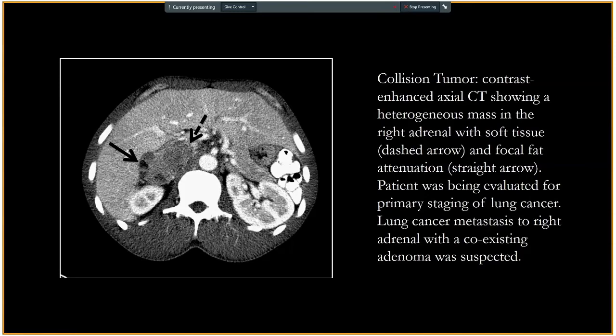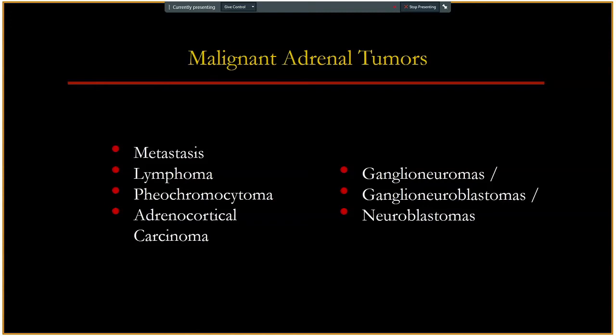Okay, so what are the malignant adrenal tumors? We can have metastatic disease, lymphoma, pheochromocytoma, adrenocortical carcinoma, and tumors that arise from adrenal medulla. These could be either ganglioneuromas, ganglioneuroblastomas, or neuroblastomas. So we'll start with adrenal metastases.